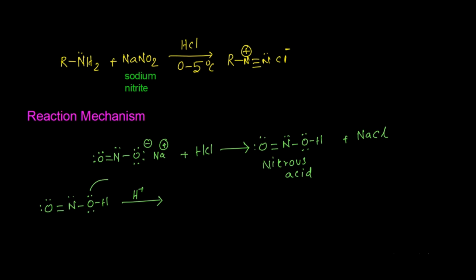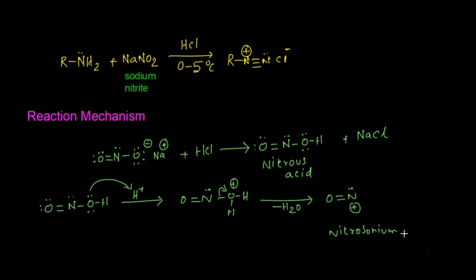So the lone pair electron of this oxygen attacks this proton and forms like this. Okay, now this oxygen will get the positive charge and it becomes a good leaving group. The water molecule leaves and forms this nitrosonium ion, and now this electrophile has been generated.